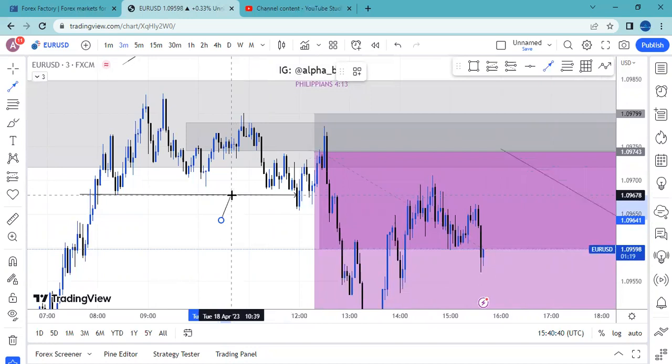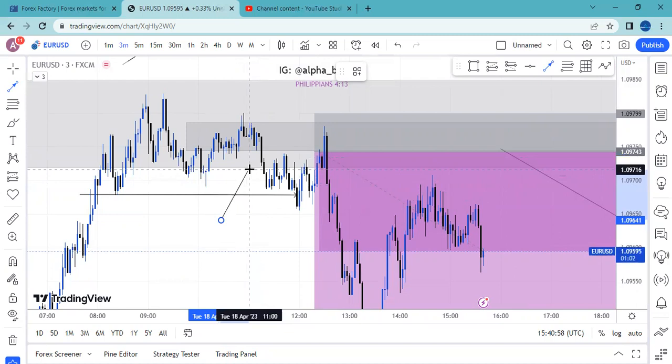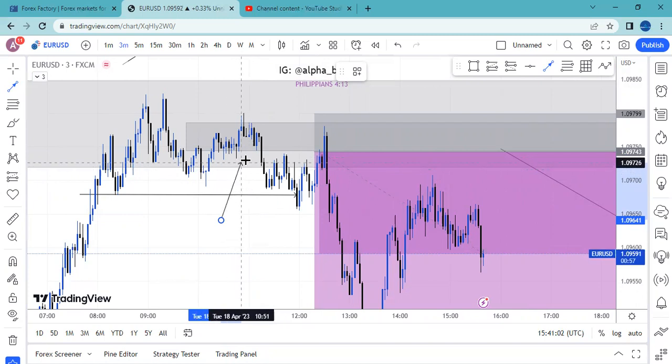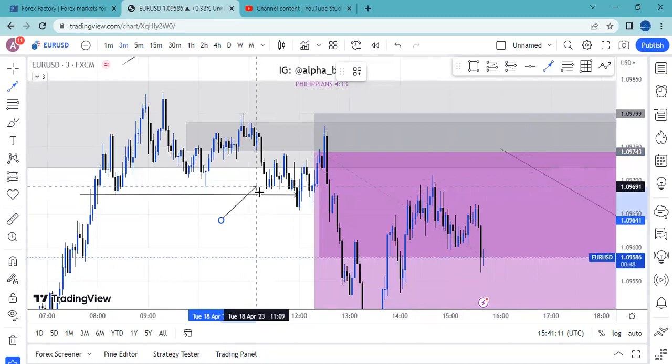You need to see a very clear, very obvious footprint of sellers if you want to sell. Then you know, okay, the sellers are in, we can begin to look for sells at this level. For example, this particular level right here, you see the very long, very strong bearish candle that moved all the way down.